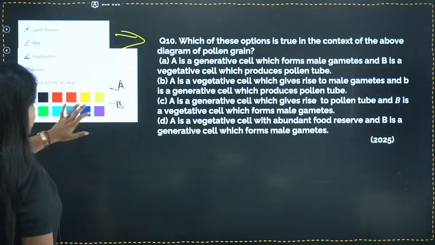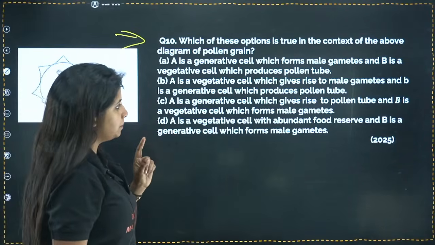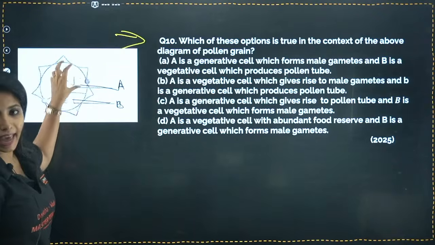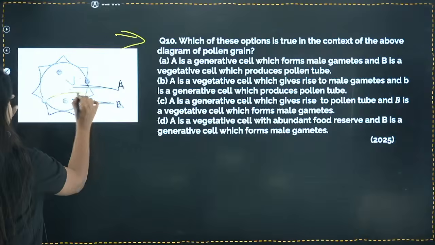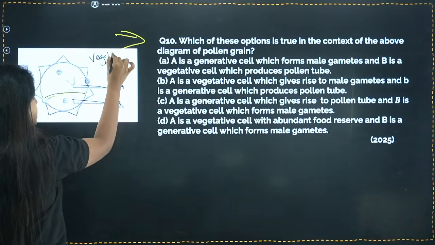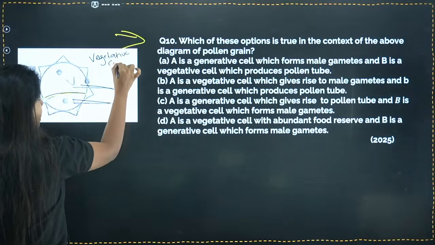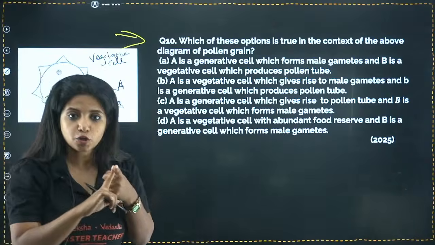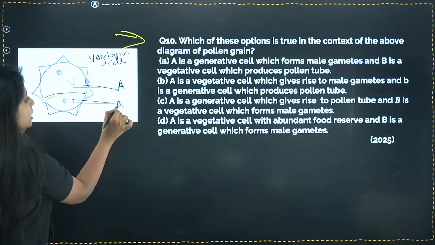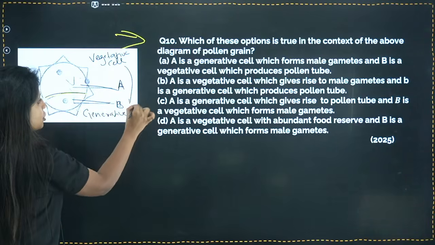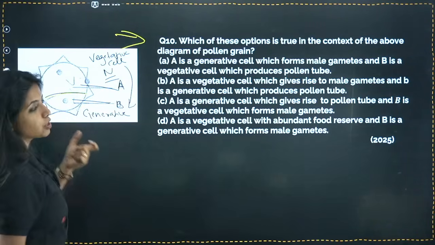Okay, let me see whether it is D. So let's start. First of all, let's tag them. A is going to be the bigger cell. When I say it's the bigger cell, obviously it has to be the vegetative cell. And let me talk about the vegetative cell. What does it do? It is going to provide nourishment to the generative cell, which is B option. It provides nourishment.